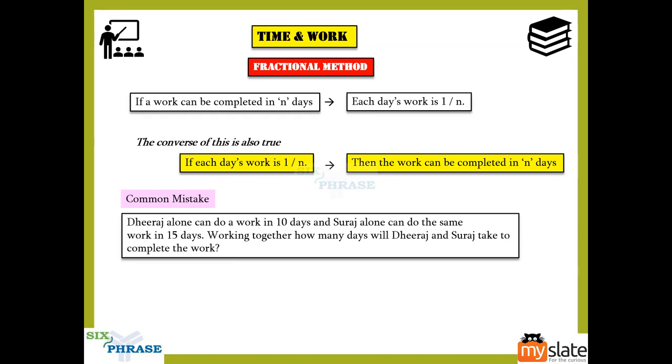So there is a work, we'll never know what that work is, but they'll often talk about a work. Here a work is being done by Dheeraj. If that work is done by Dheeraj alone, he is not taking any help, so he is doing it alone. When Dheeraj is doing it alone, he'll complete the work in 10 days. Now Suraj is not taking help from anybody. He is doing it alone. When Suraj does the work, he does it in 15 days.